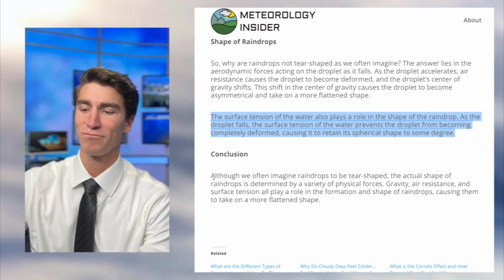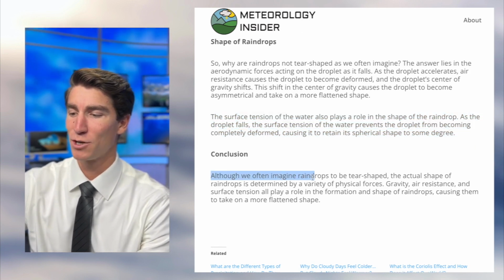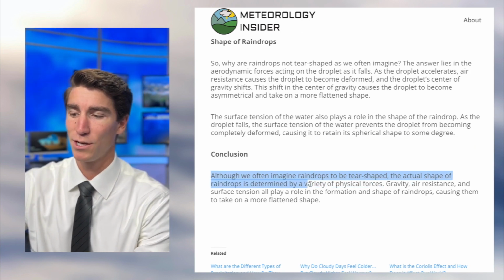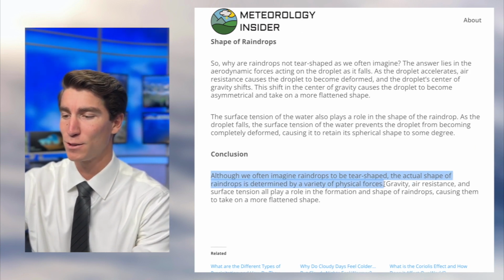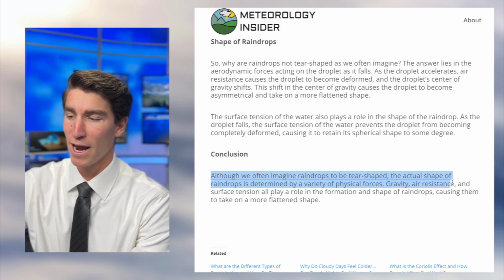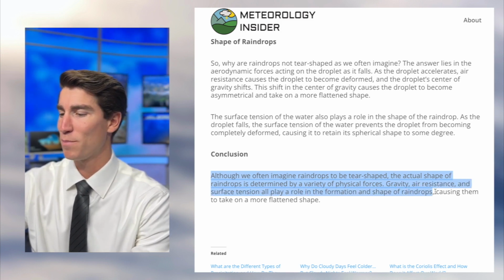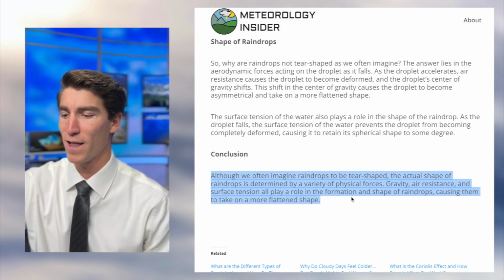So conclusion, although we often imagine raindrops to be tear-shaped, the actual shape of raindrops is determined by a variety of physical forces. Gravity, air resistance, and surface tension all play a role in the formation and shape of raindrops, causing them to take on a more flattened shape.